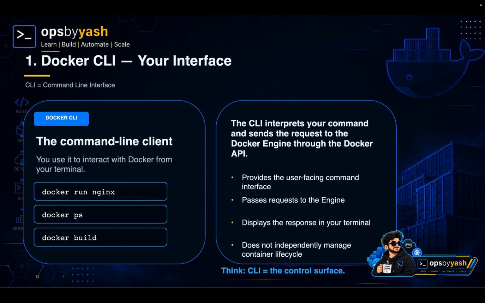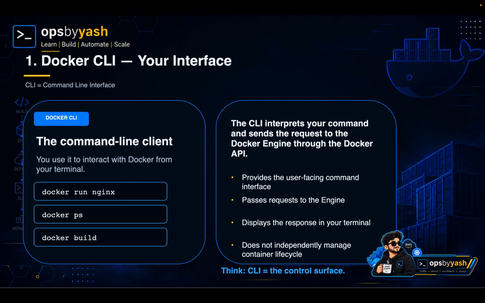CLI stands for Command Line Interface. It's the command line client you use to interact with Docker. For example, docker run nginx, docker ps, docker images, docker build, docker pull. When you enter one of these commands, the CLI interprets what you are asking for and sends the request to the Docker engine through Docker's API. So the CLI is essentially your interface for controlling Docker. It doesn't independently create containers or manage their lifecycle.